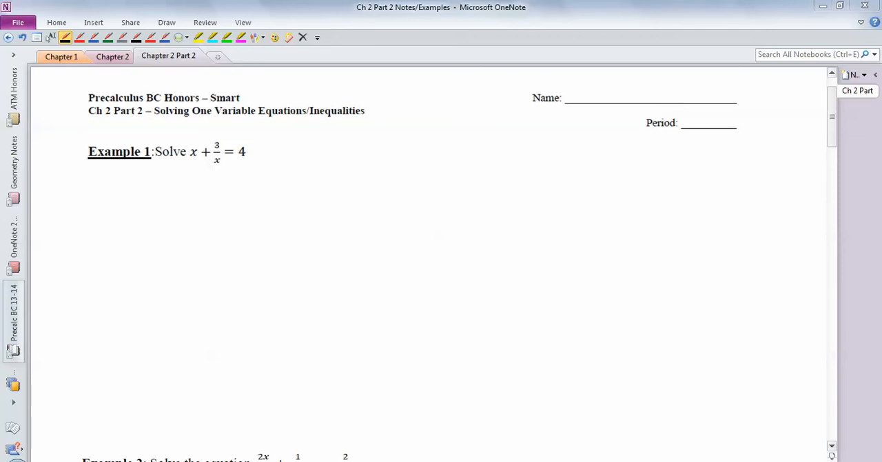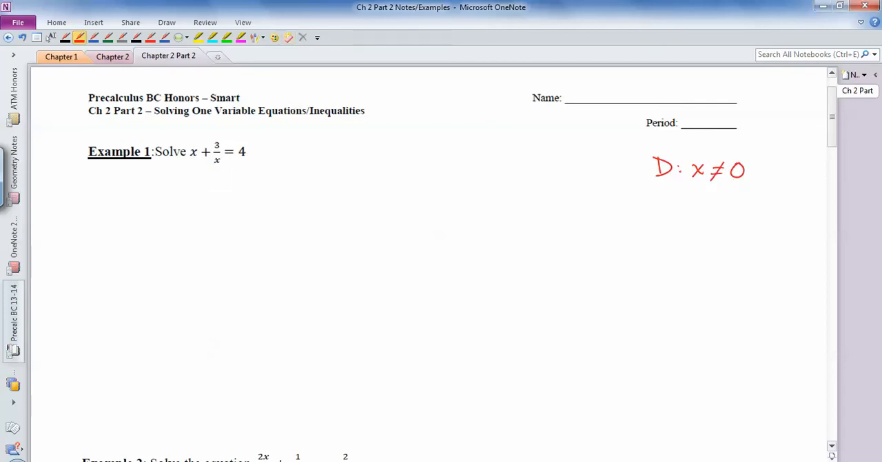Okay, so the first one is x plus 3 over x equals 4. One thing that's always a good idea to do right off the bat is, over on the side, state your domain. In this case, the only domain restriction comes from the denominator, and it's x can't be 0. So it's everything but 0.